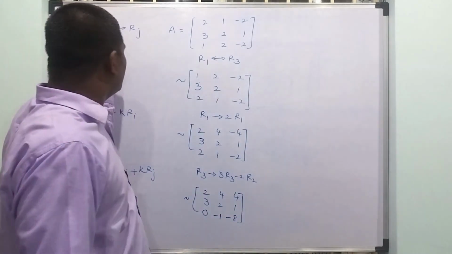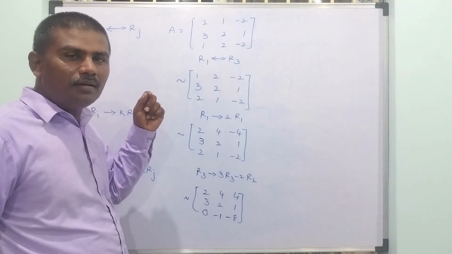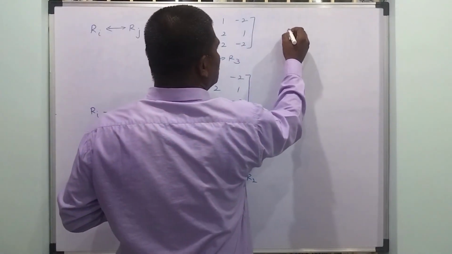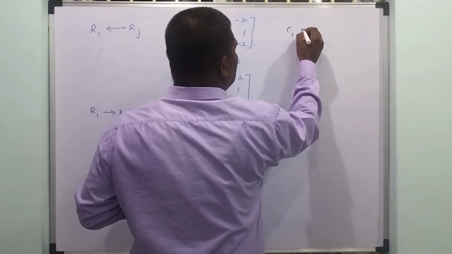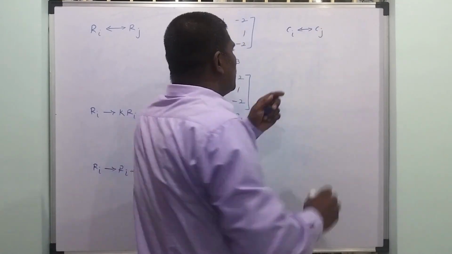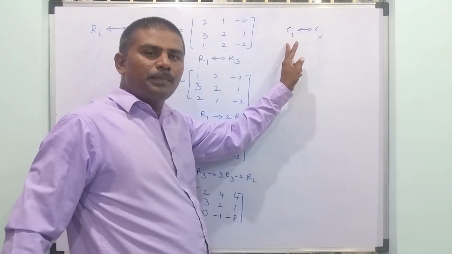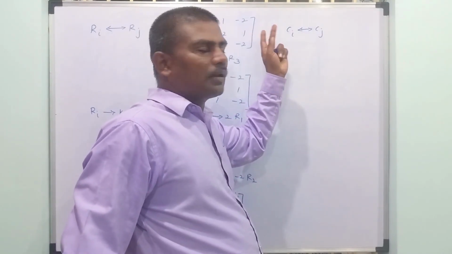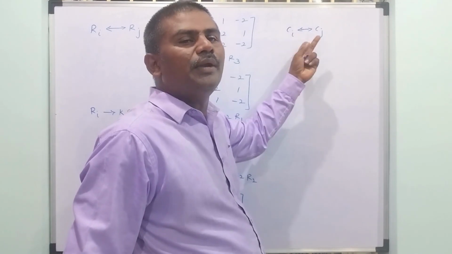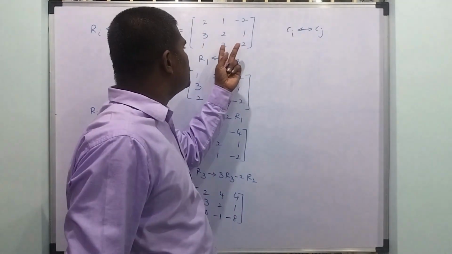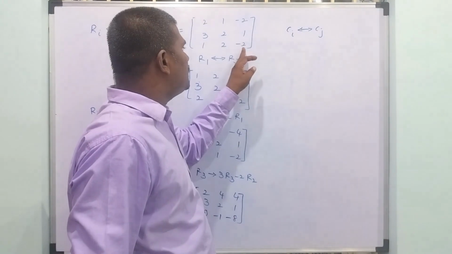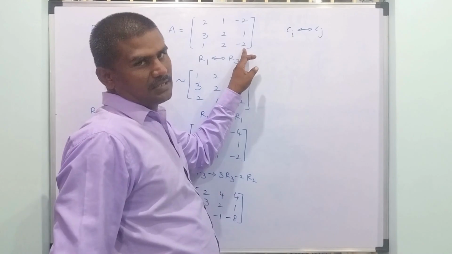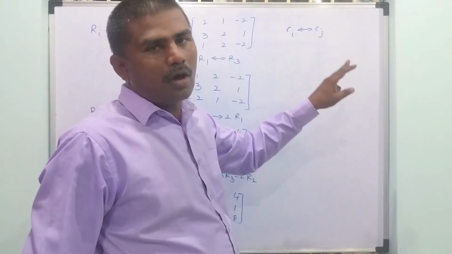Now, by replacing R with C, you can learn elementary column operations. That means for the same operation, Ci ↔ Cj. That means any ith column can be replaced with the jth column, and the jth column will be replaced with the ith column. This is interchanging of any two columns. Suppose I am writing C2 ↔ C3, these elements will be replaced in C2 and these elements will be replaced in C3. This is your elementary column operation.